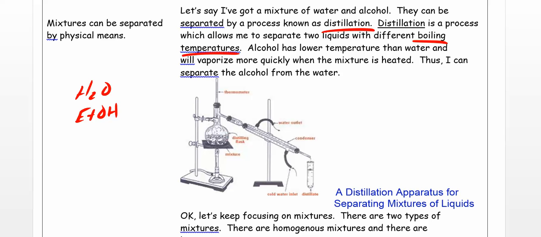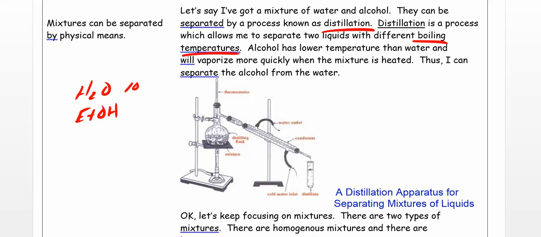So at any rate, I've got a mixture of these two liquids, water and ethanol, this alcohol, and what I'm going to do is separate them. How am I going to do that? Well, this is the distillation flask right here. Below the flask, I have a Bunsen burner to supply heat. Now, I have a thermometer above the distillation flask.